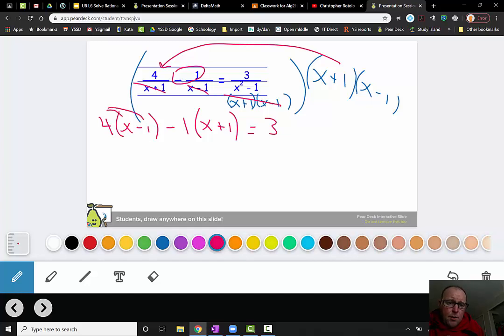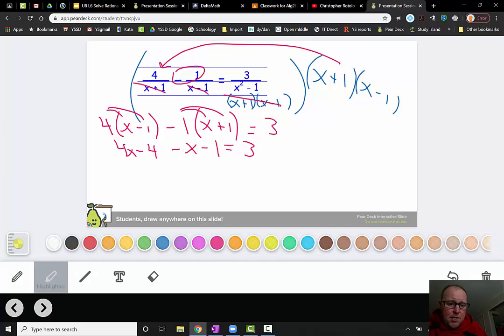Alright, here we go. 4x minus 4, distribute that negative, minus x minus 1 equals 3. So this is the place to be super duper careful, is distributing this negative. That's why up here I tied those things together.